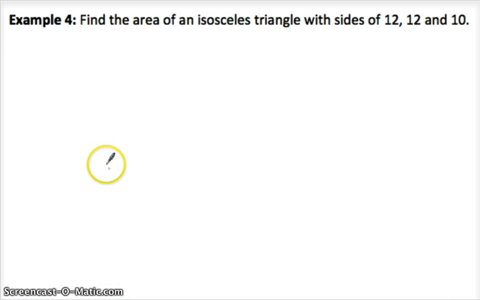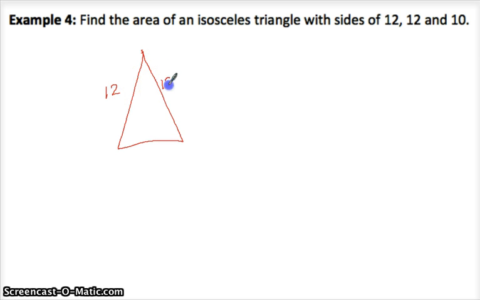I might. Find the area of an isosceles triangle with sides of 12, 12, and 10. Find the area. Hey, wait a minute. There's nothing perpendicular about this triangle. Well, remember, we can drop a perpendicular. Does this seem familiar yet?